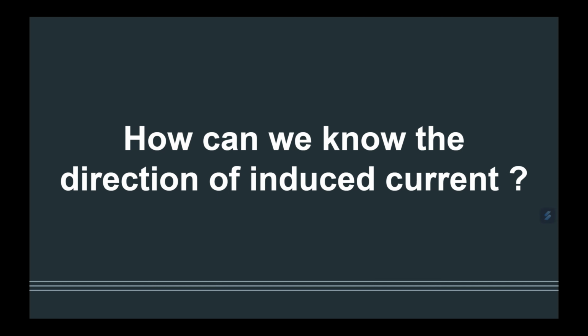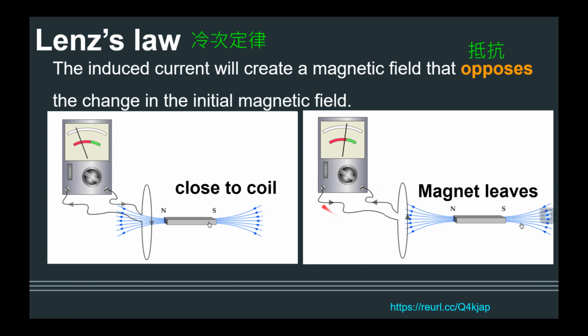So now, how can we know the direction? I think some scientists found out, and this scientist is the Russian scientist Lenz. Lenz said that the induced current will create a magnetic field, and this magnetic field will always oppose the change in the initial magnetic field. Okay, what does it mean? Like in the left-hand side picture.